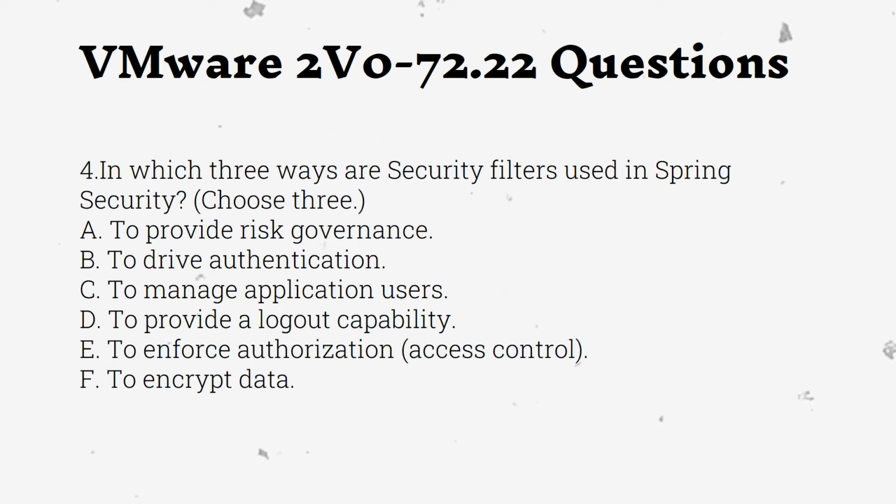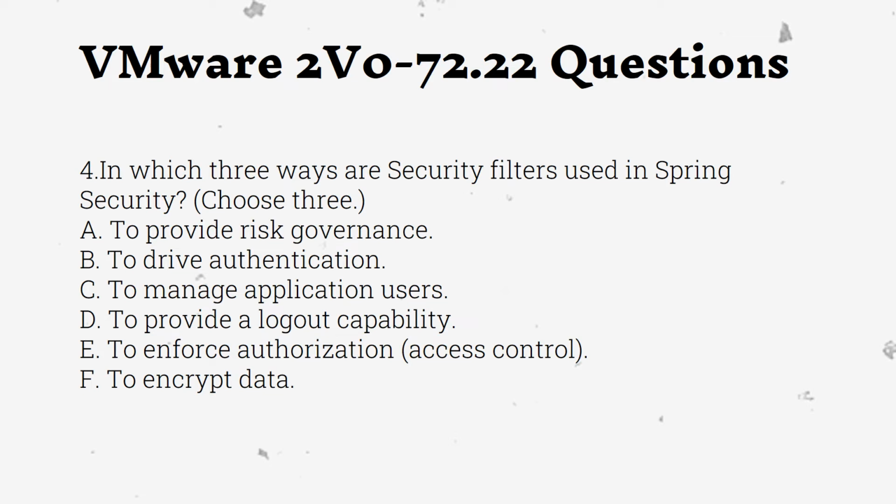4. In which three ways are security filters used in Spring Security? Choose 3. A. To provide risk governance. B. To drive authentication. C. To manage application users. D. To provide a logout capability. E. To enforce authorization, access control.